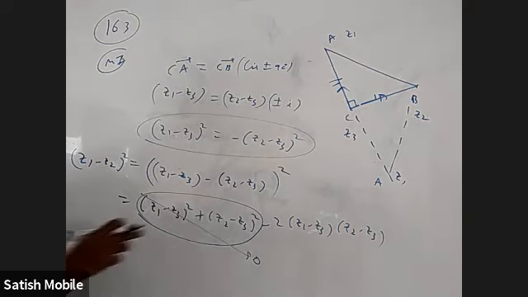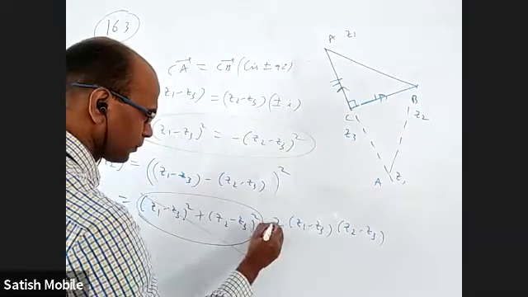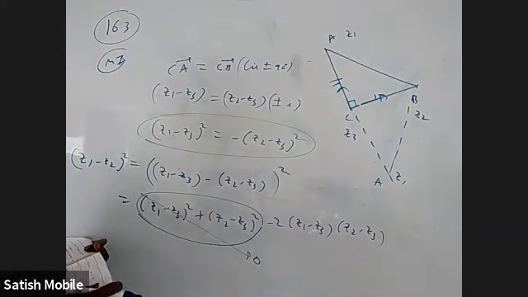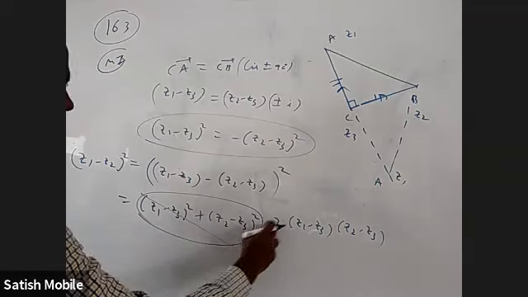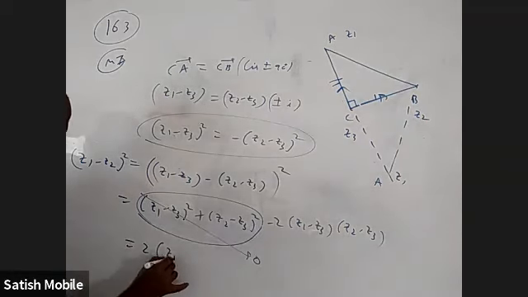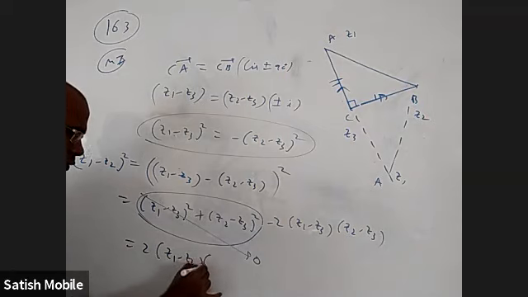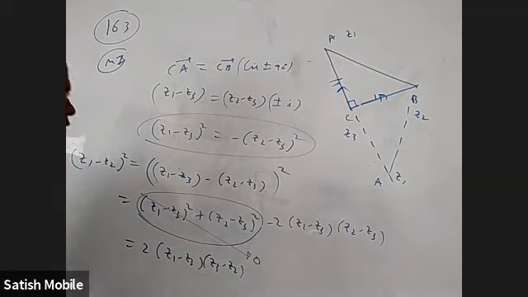The minus 2, they might not have given because they might have kept the minus inside. Z1 minus Z2 whole square is equal to 2 into Z1 minus Z3 into Z3 minus Z2. So take this minus inside, 2 into Z1 minus Z3 into Z3 minus Z2, taking this minus inside.